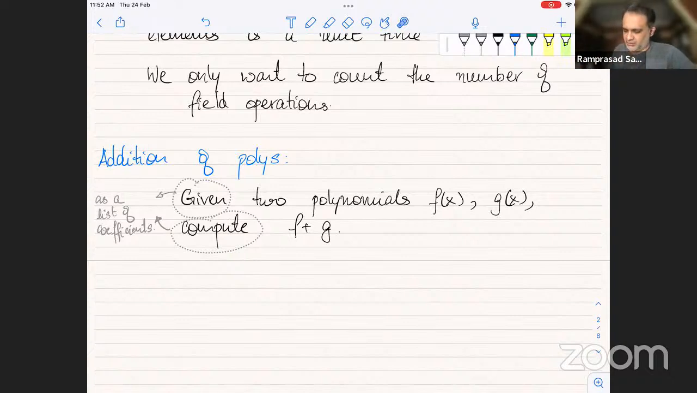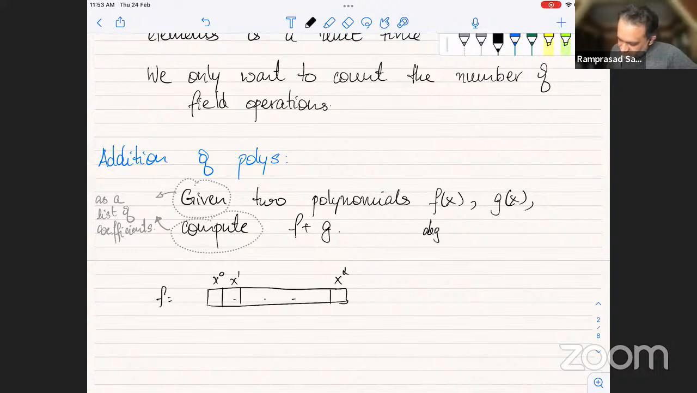Okay. Now I'm just going to state this because it's utterly obvious. Let's think of these as the coefficients that are provided for f. This is the coefficient of x to the 0, then the coefficient of x to the 1, and so on, up to the coefficient of x to the d. I might end up mixing up notation. I will assume that the degree of f or degree of g is at most d.